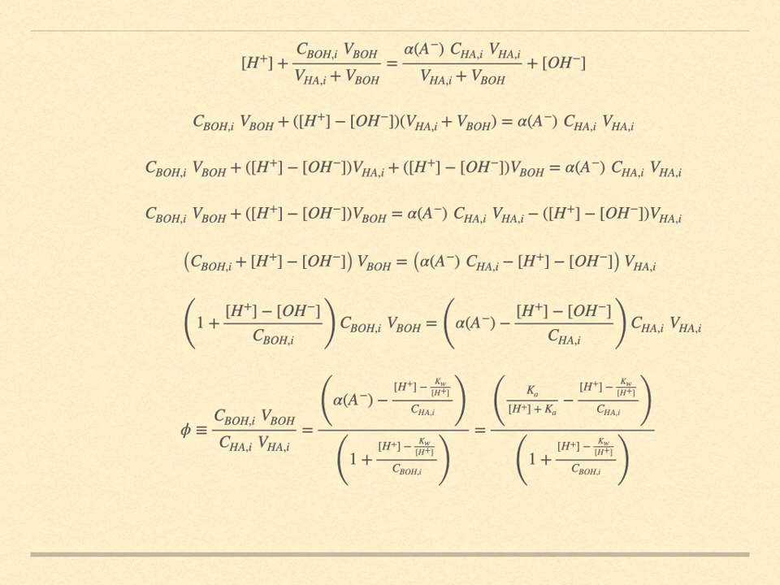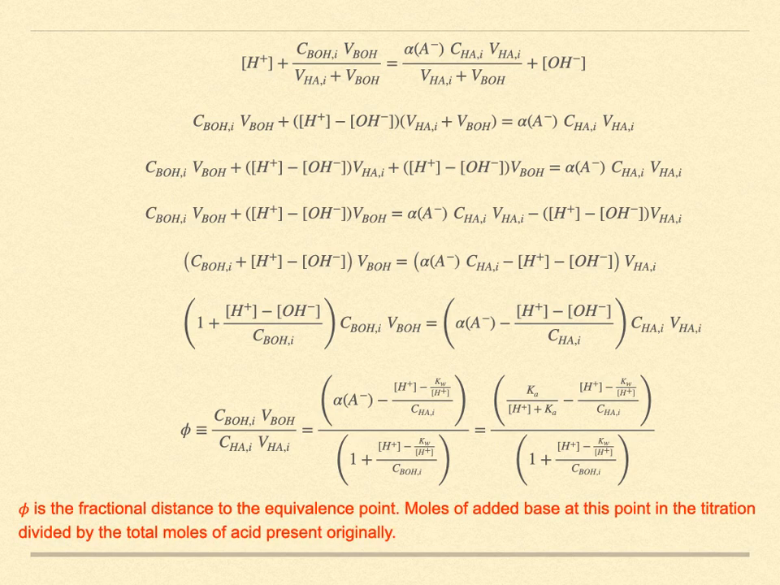When moles of acid equals moles of base, we have reached the equivalence point by definition, and at that point, phi equals 1. Phi is the fractional distance to the equivalence point. We will start at 0 and increase to 1 at the equivalence point. Before the equivalence point, it will be less than 1. After the equivalence point, it will be greater than 1.